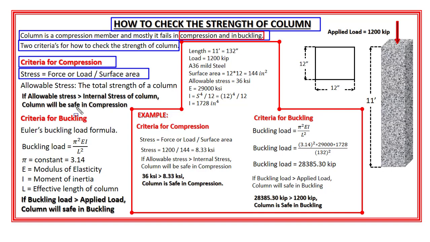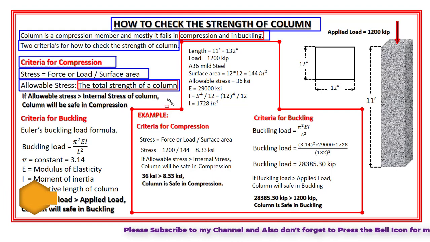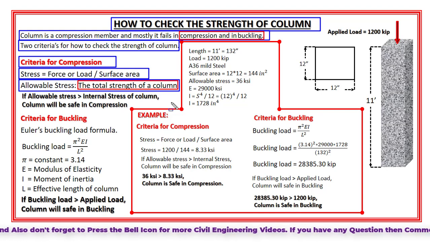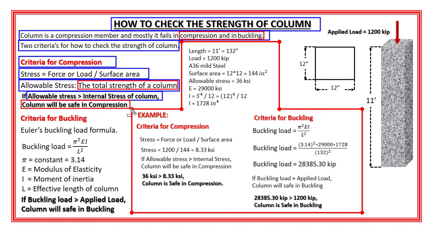Now what is allowable stress? The allowable stress is basically the total strength of the column, okay? Or let's just say that the allowable stress is the ability of the column, how much stress a particular column will resist, right? So the criteria for compression states that if the allowable stress of the column is greater than the internal or compressive stresses produced by the applied load in the column, then it is an indication that this particular column will be safe when that particular load is applied to it, right? So this is about the first criteria of how to check the strength of column.